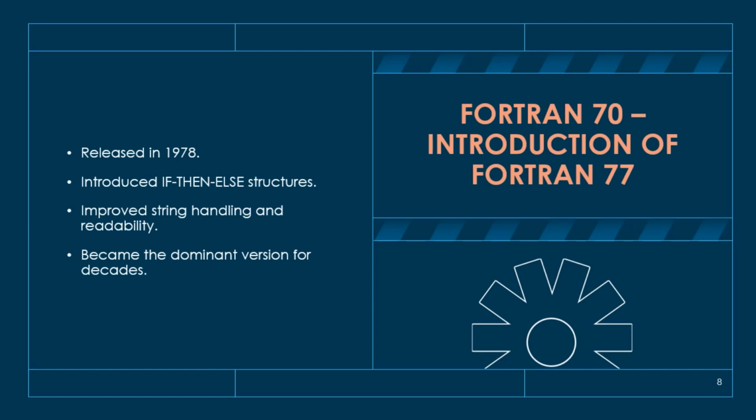It introduced better character string handling, improved structured programming with if then else, right? One more feature that is very common for us nowadays. At that time, IBM came with this innovation as a statement and allowed for more readable and maintainable code. Fortran 77 became the dominant version for many years and was extensively used in physics, again, engineering, and aerospace industries.